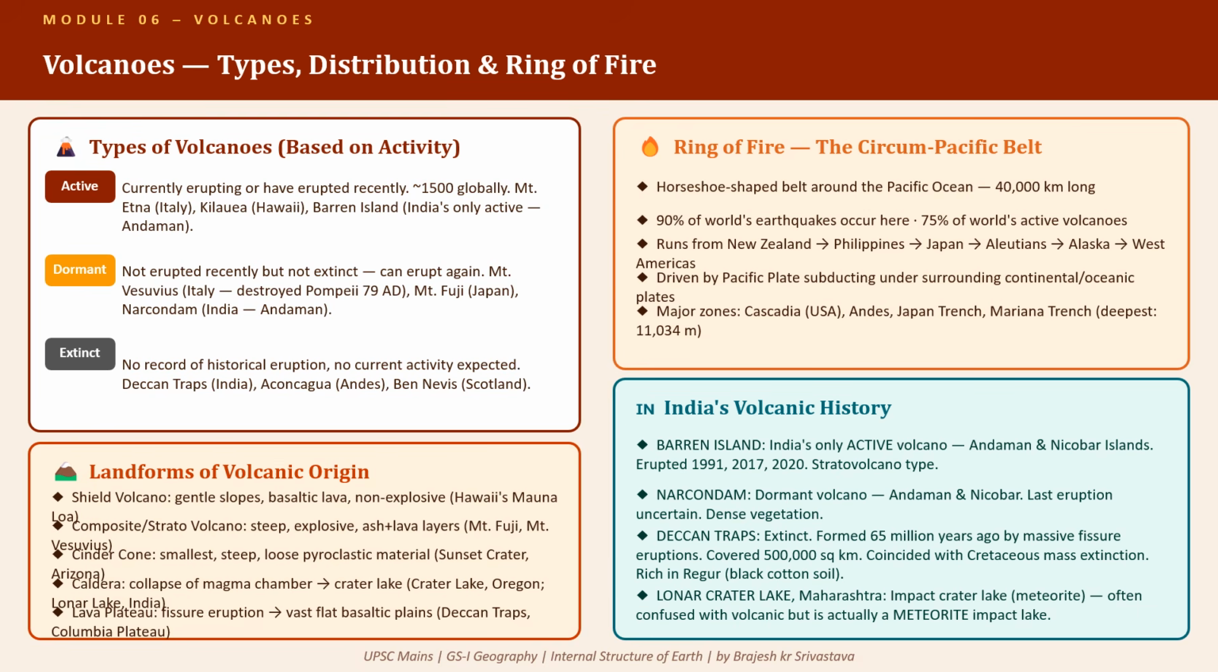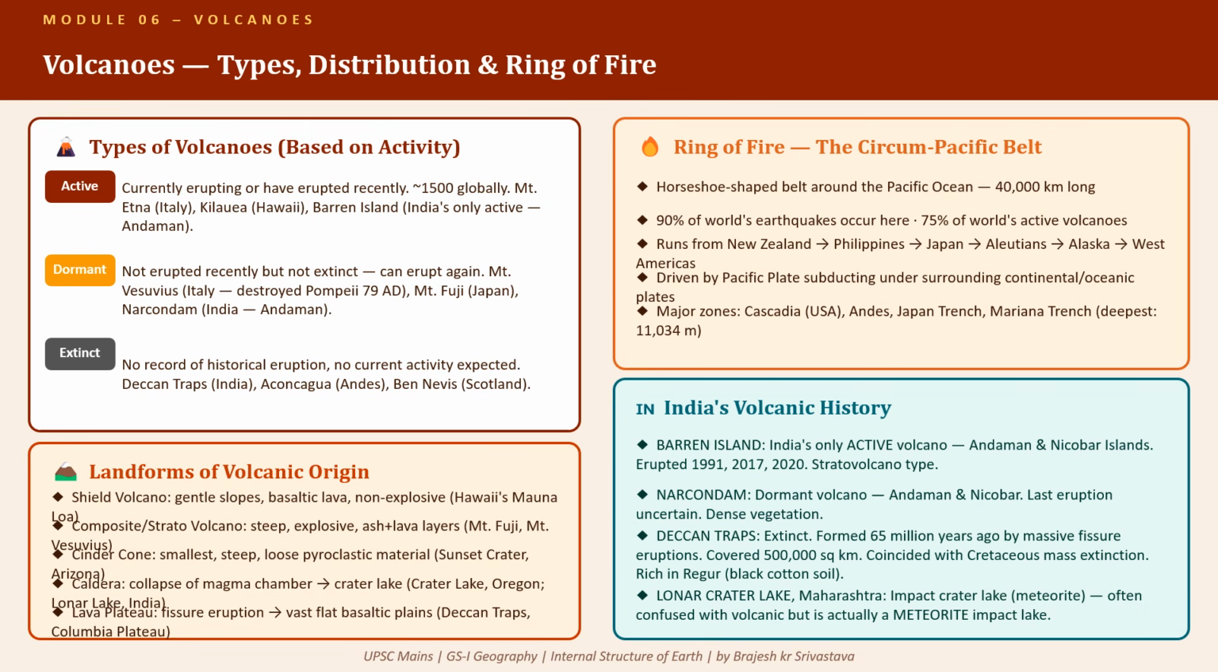Extinct volcanoes show no signs of activity and are not expected to erupt. Aconcagua in the Andes, the highest mountain in the Americas, was once a volcano. And the Deccan Traps of India, that vast basaltic plateau covering much of Maharashtra, Karnataka, and Andhra Pradesh, represents perhaps the most dramatic volcanic episode in India's geological history, formed by massive fissure eruptions 65 million years ago. The Deccan Traps coincide with the Cretaceous mass extinction that wiped out the dinosaurs.